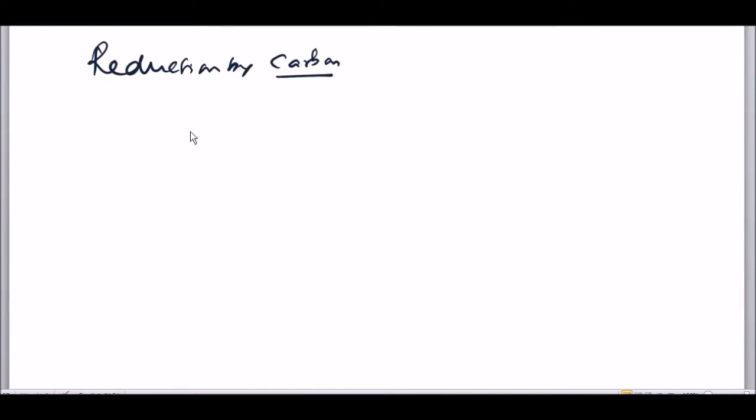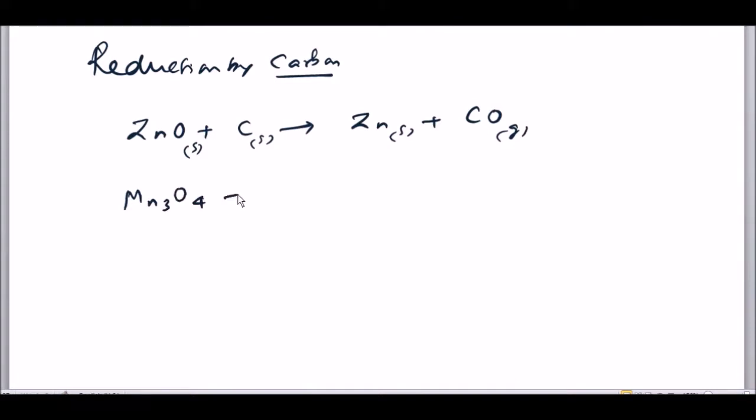Carbon is used as a reducing agent. These are the various oxides. Zinc oxide can be reduced by using carbon so that we can have Zn plus carbon monoxide. Zn is in the form of solid and CO is a gas. It is a solid carbon. Likewise, Mn3O4 on reduction by using carbon, we will be getting Mn plus carbon monoxide gas. There are 4 oxygens, so I can write 4 times, 4 times, 3 times. Equation is balanced.